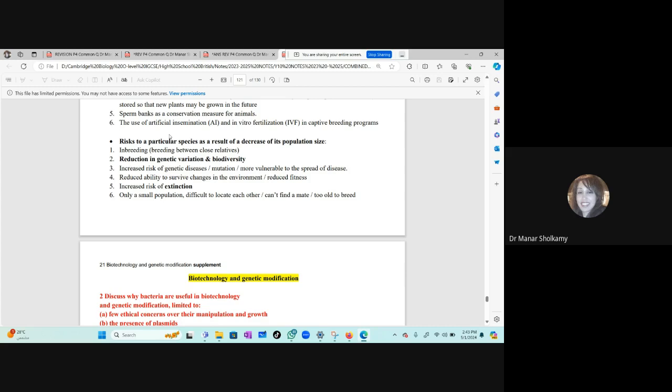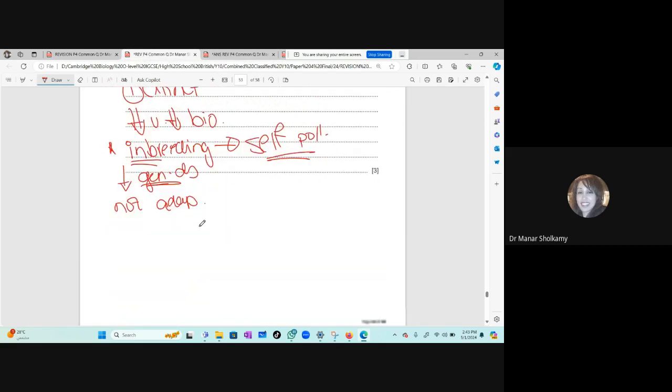I nearly saw them in exams 22, 23. Breeding between close relatives, reduction in genetic variation and biodiversity, increase the risk of genetic disease, mutation, more vulnerable to the spread of disease, reduced ability to survive changes in the environment. They are reduced fitness. They're not adapted. They have a very high risk of extinction. Only a small population present, difficult to locate each other, can't find a mate, too old to breed. All this, I did not make it up. It's copy pasted from the mark scheme. So this is a very common question.